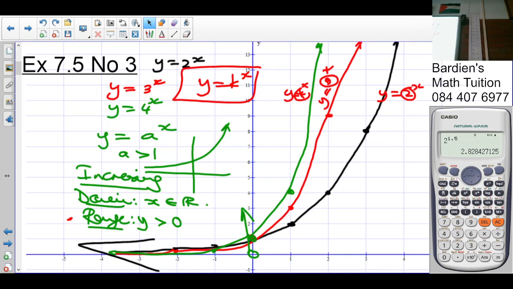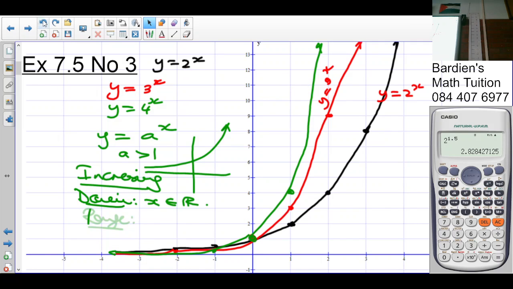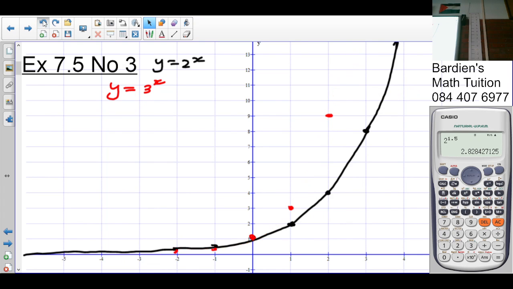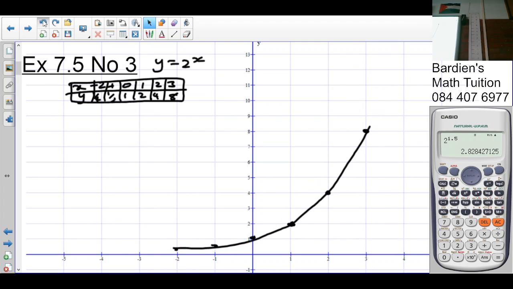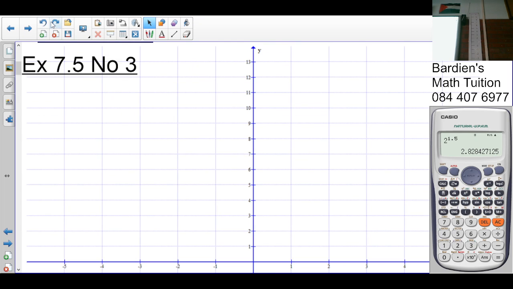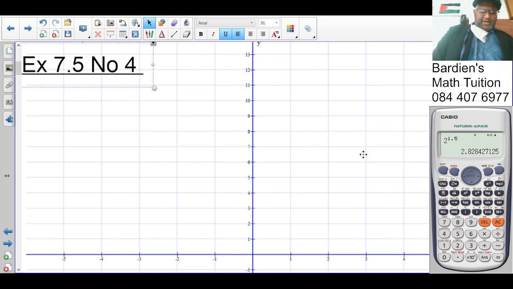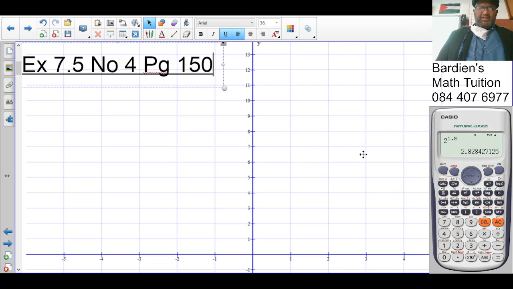Okay. Right, so let's take this off. Let's do number 4. And this is on page 150. It's actually on page 152, but the exercise starts on page 150. People will be looking at number 4.